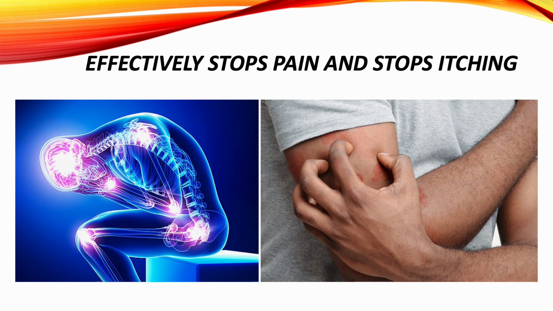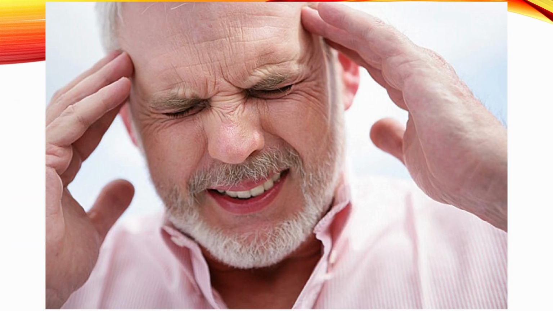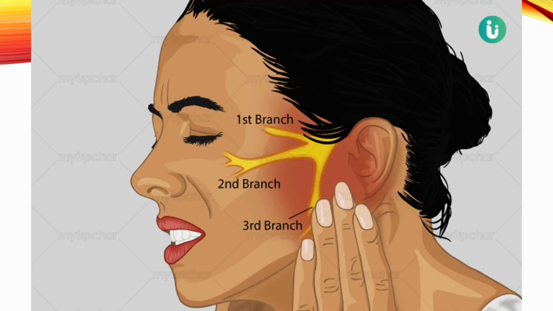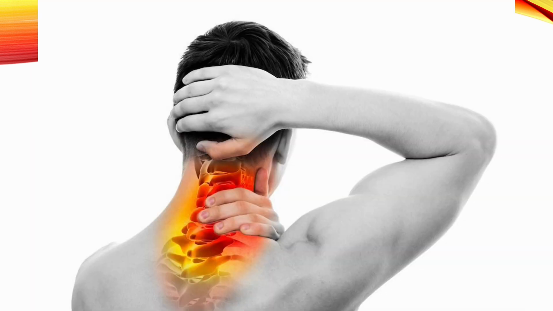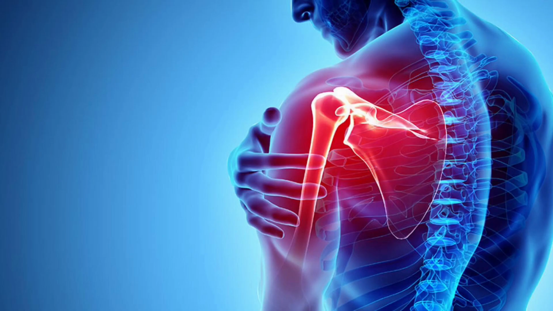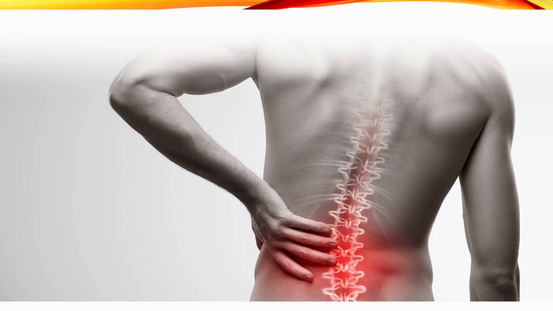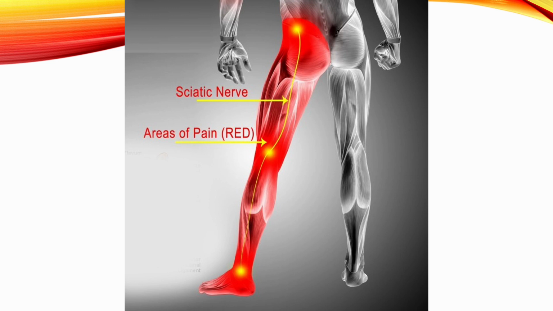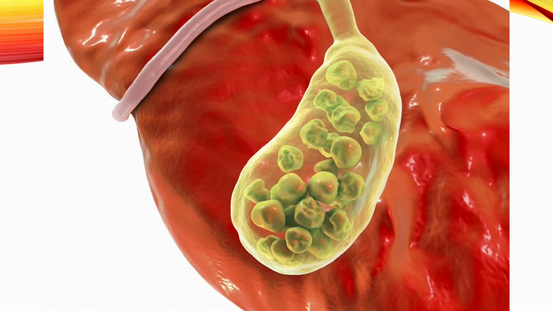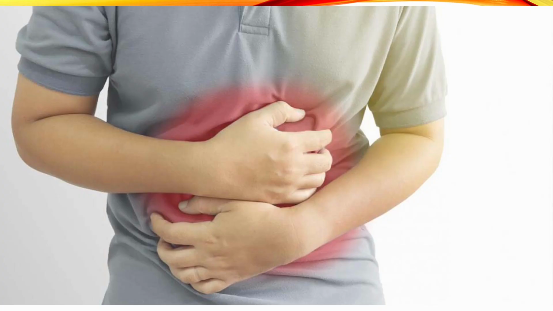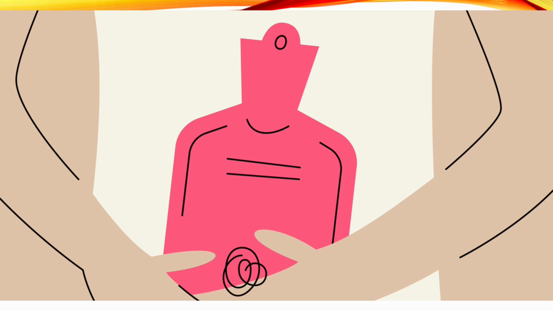Scalp acupuncture can effectively stop pain and stop itching. It can improve clinical symptoms to help recover normal sensory functions. It is used for pain conditions such as headache, trigeminal neuralgia, neck pain, shoulder pain, lumbar and back pain, sciatic pain, gallbladder pain from infection, stomach pain, and dysmenorrhea.